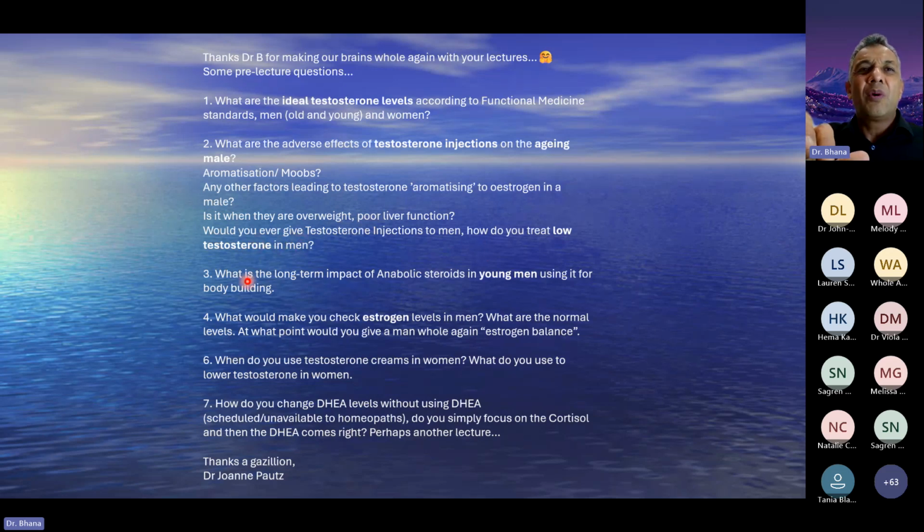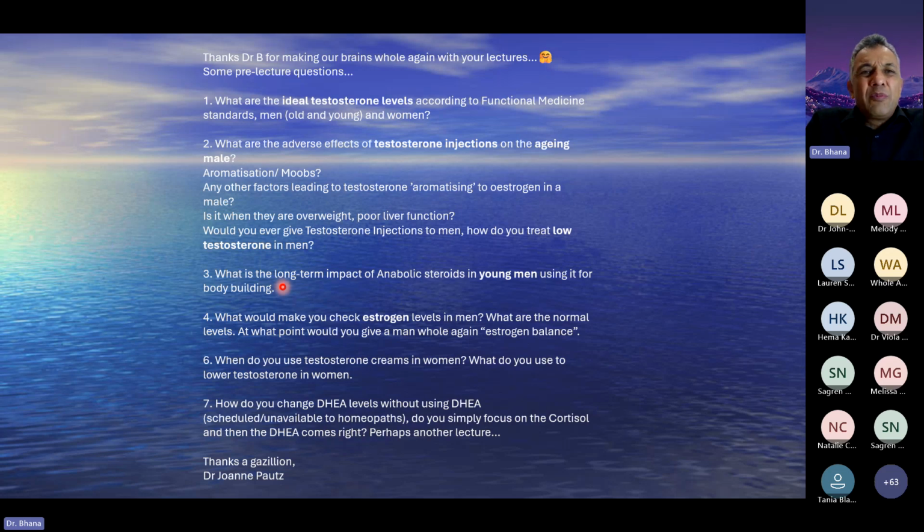We've done that. What are the long-term impacts of anabolic steroids in young men using it for bodybuilding? I get lots and lots of these patients. I actually like these clients because they're very interesting to manage. What do I see? I see lots of different things based on what they use. The ones using the conventional anabolics, the ones I've just mentioned, these are all anabolics: libido, depo, or sustanon.